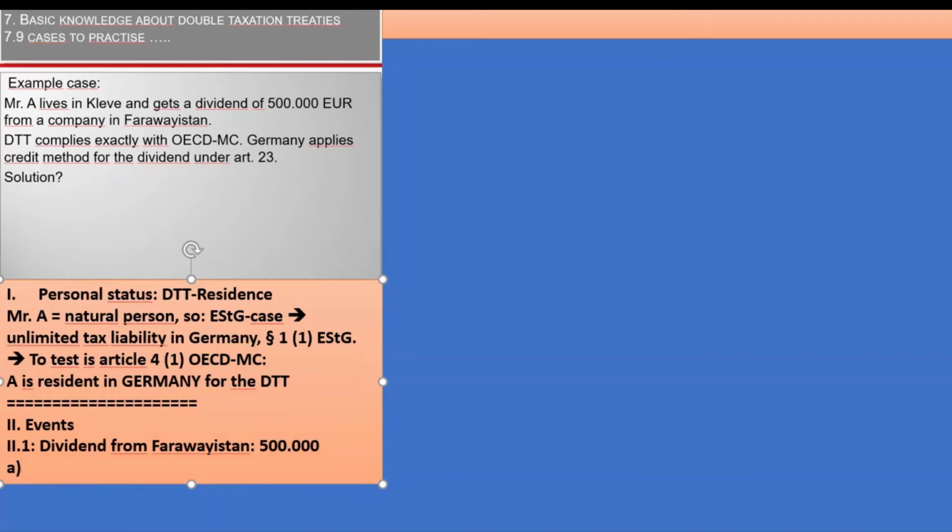And now number 2 will be events. We only have one event: the dividend from Farawaystan, 500,000. Now, two questions always have to be posed. That is what we found out. First question, what can the source country do? So what can Farawaystan do? Because that is here the source country.